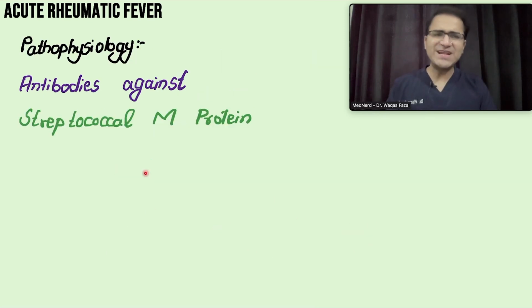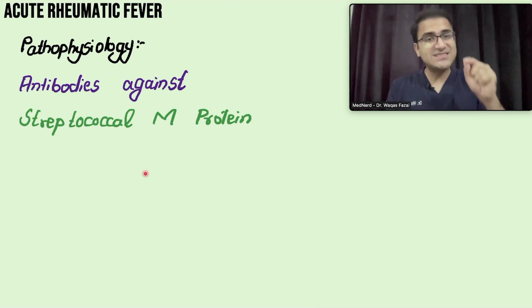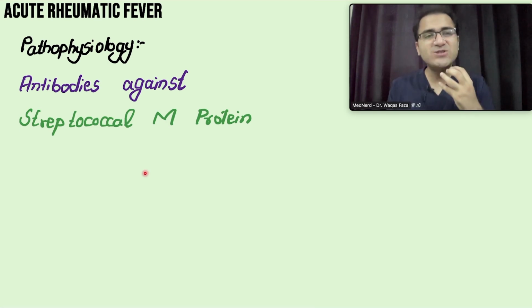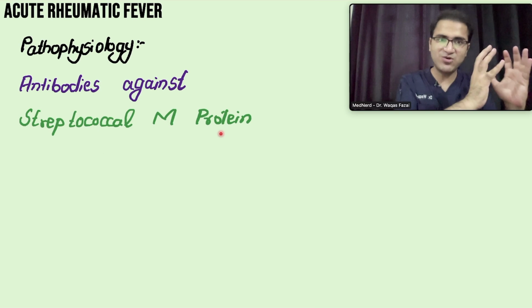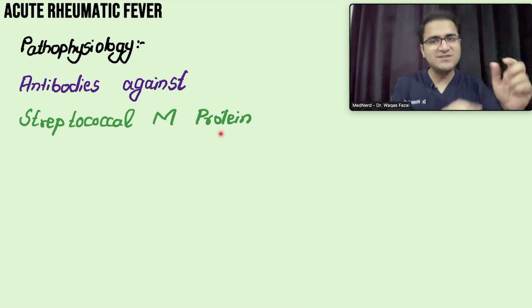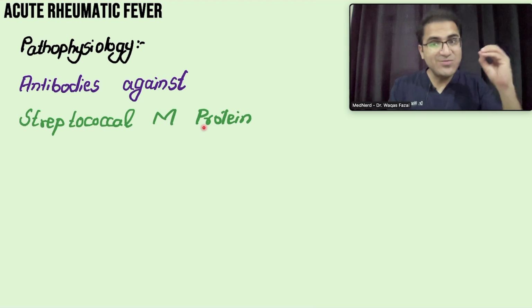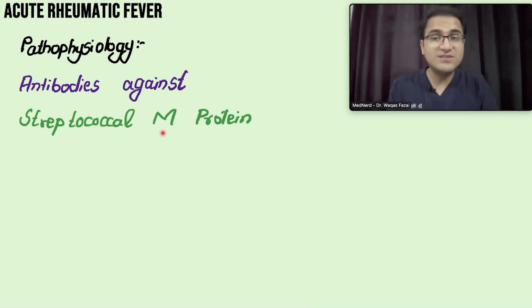Now you would be thinking, why does the body develop a delayed inflammatory response against the heart tissue, against the skin, against the joints? Basically what happens is that the Strep pyogenes that is causing the pharyngitis has a certain protein called streptococcal M protein. The immune response forms antibodies against these streptococcal M proteins. These antibodies attack the M protein of these bacteria and they kill the bacteria.